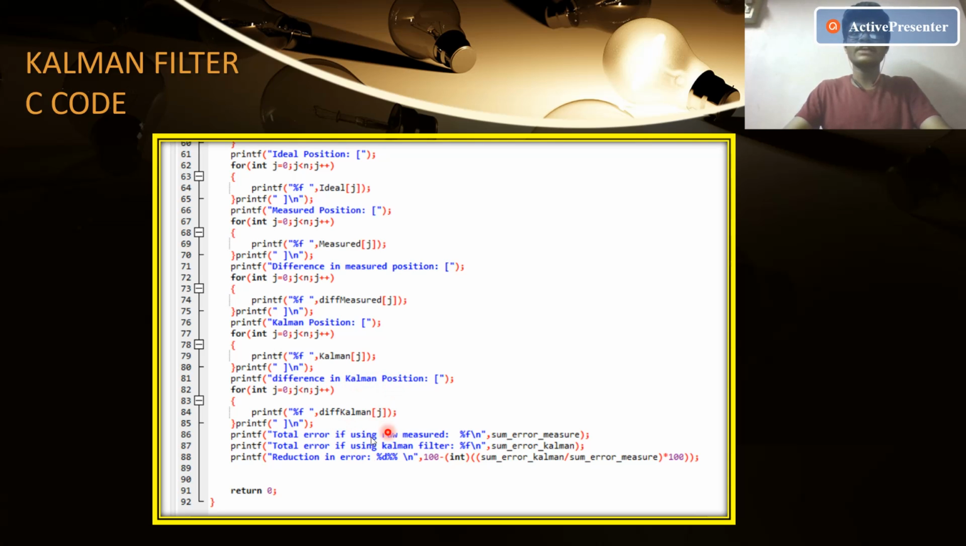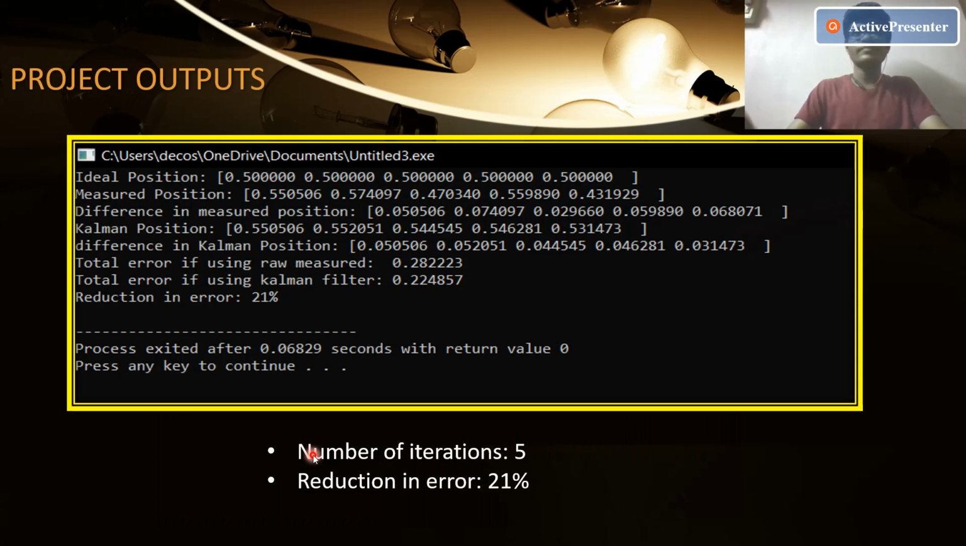And the last 2 points are very important, that is percentage reduction in the error. That means how much percentage of the error has been reduced. So these are certain things. Now coming up to the project outputs.